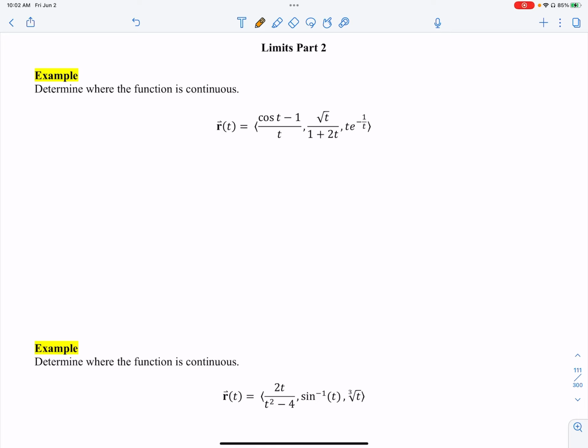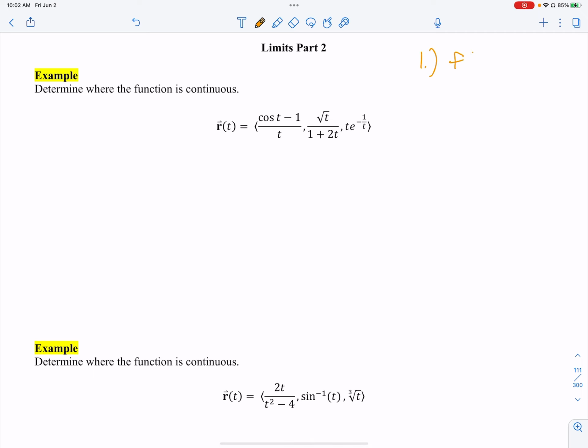This video will continue our discussion of limits of vector valued functions. This is going to be talking about continuity. We did a definition of continuity in Calc 1. The definition had to meet three things. I'm going to do it in vectors, or sorry, in functions.